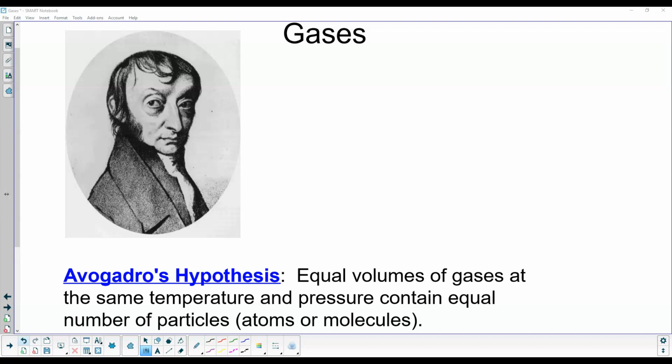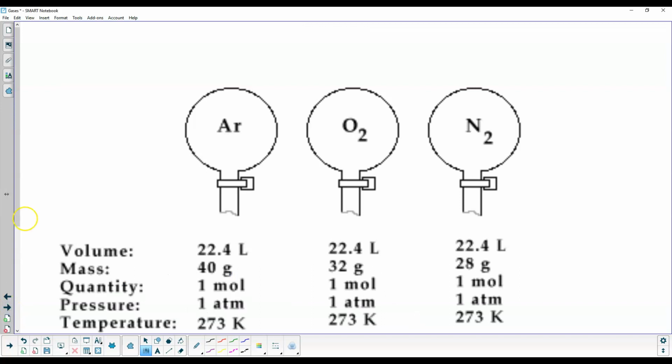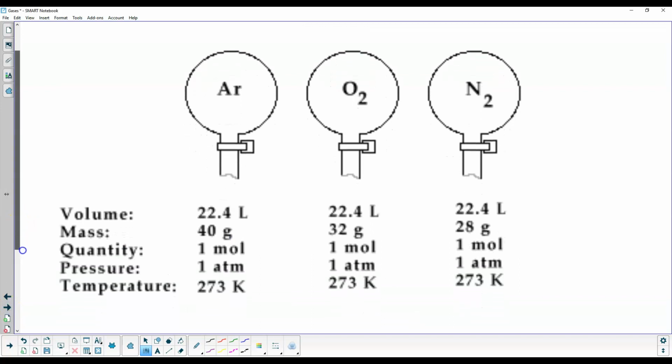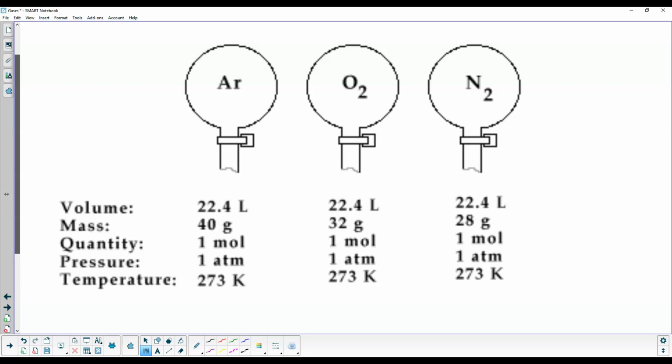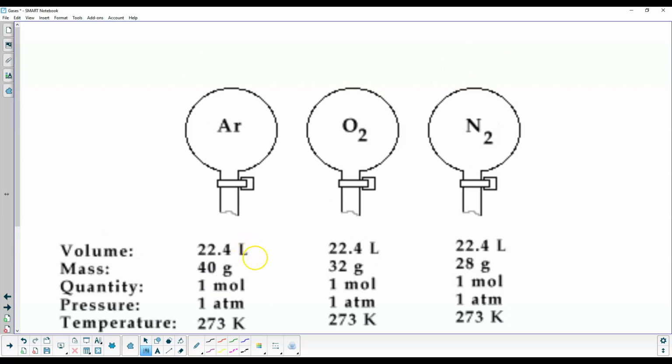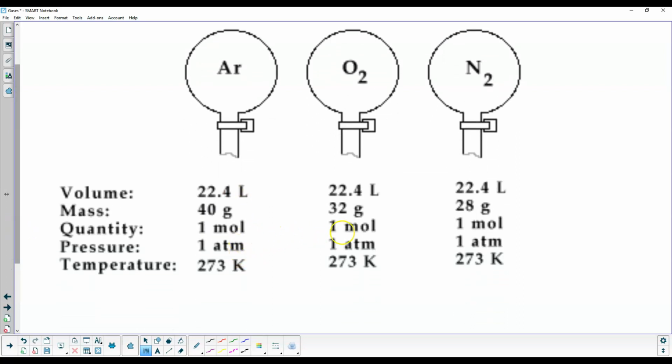All right, so you might say, what's the significance of that? Well, here's what's confusing at first. Let's say I have three different gases: argon, oxygen, nitrogen. As long as you have the same quantity, so 1 mole, this idea of a mole of gases. If I have 1 mole of each and they are the exact same temperature, the exact same pressure, so notice they're all at 1 atmosphere and 273 K, their volume is identical.